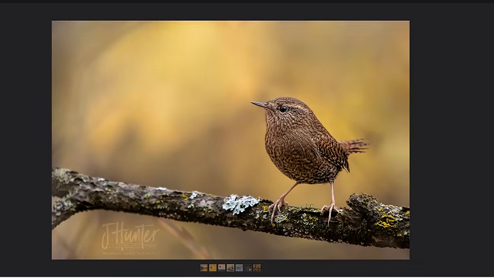Awesome. Now we got a Pacific wren, right? Yeah, I was going to say winter wren, but I forget where you're at. Okay, yeah, I think they split them off a couple of years ago.